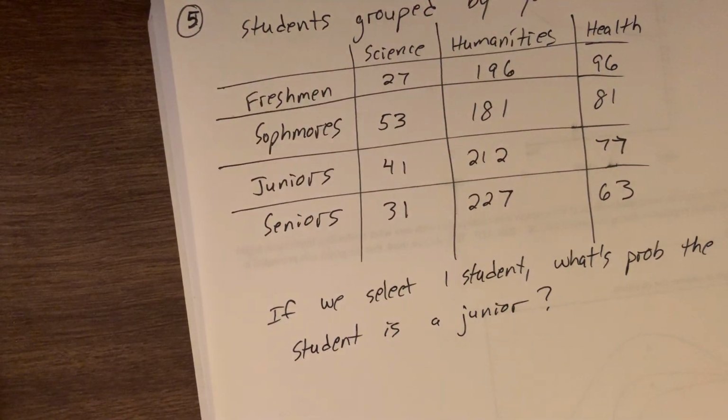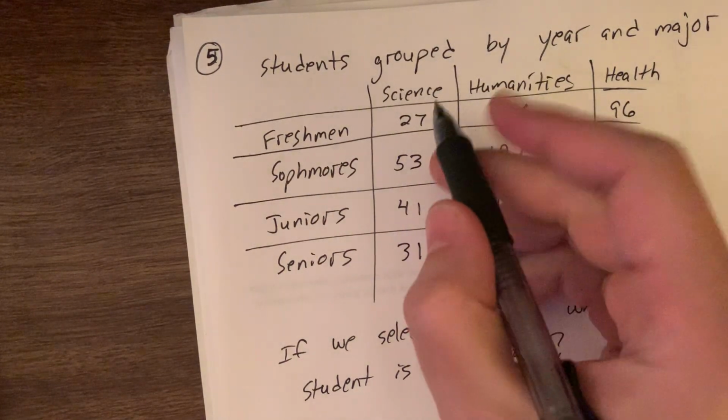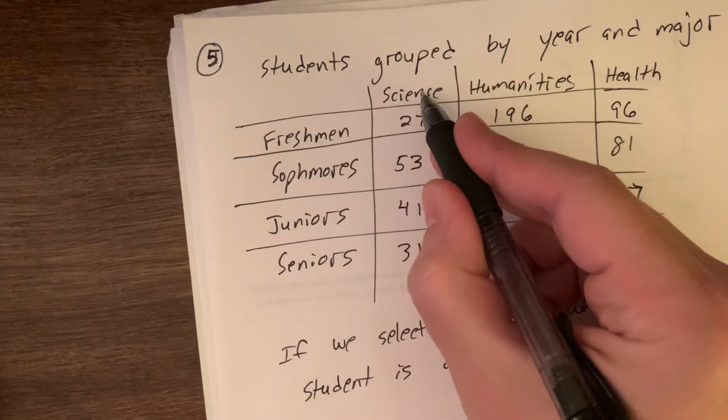Got a lot of information, but it still boils down to what we've always been doing. How many outcomes satisfy out of how many total outcomes? Here, this chart had a lot of information, but it doesn't have any of the totals. We should understand from this chart that there are 27 freshmen who are science majors.